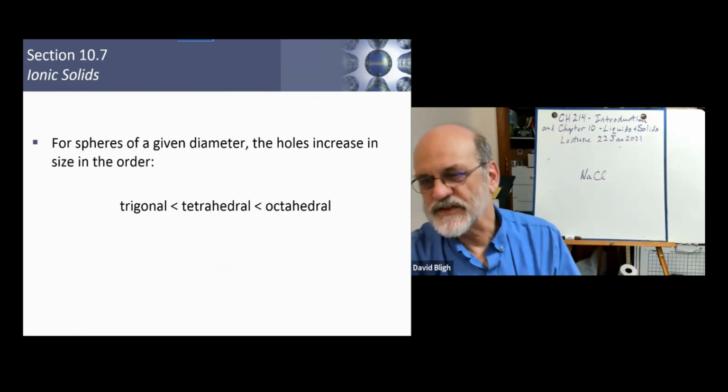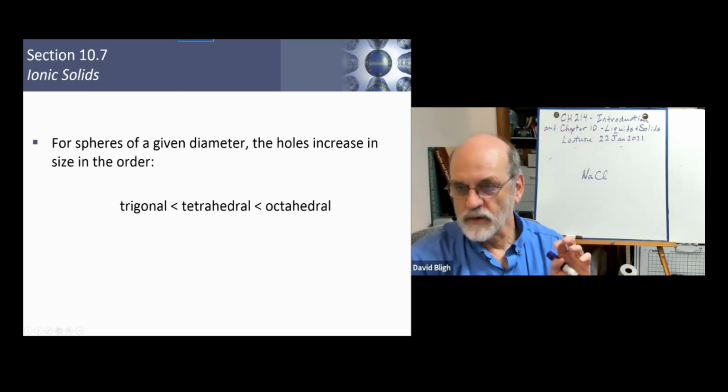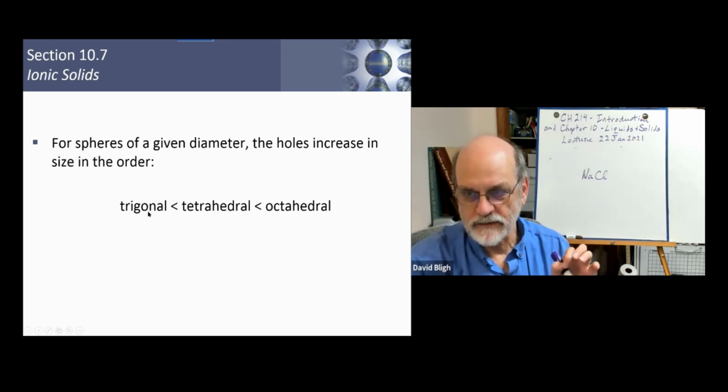So what about the size of the holes? The largest one is the octahedral. That hole is the biggest. Tetrahedral is the next size down. Trigonal is the smallest size hole that we can get.